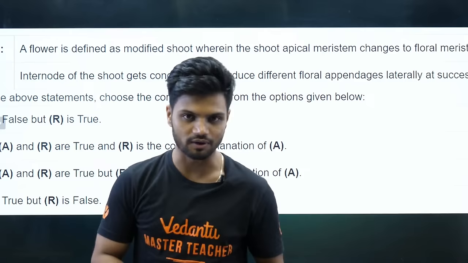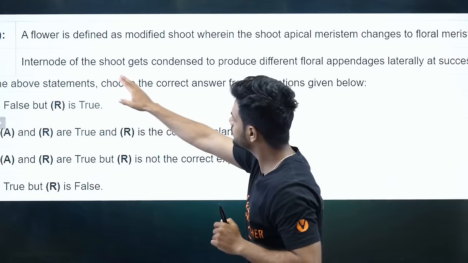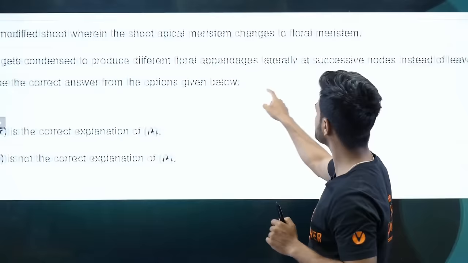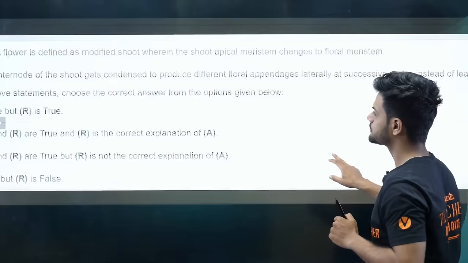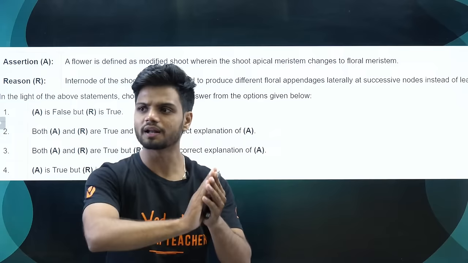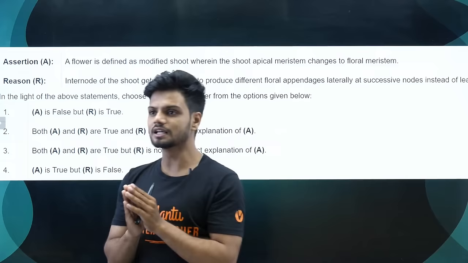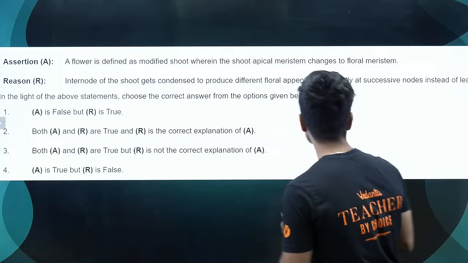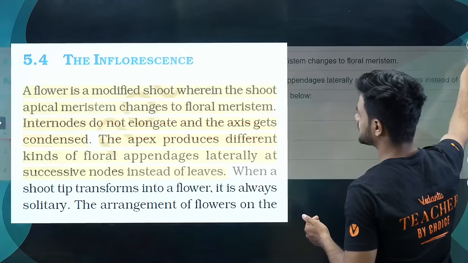True. What is your reason? Internode of shoot gets condensed to produce different floral appendages lateral to the successive node instead of leaves. Now, tell me in the chat, is this particular line of your NCERT from your flower or from your inflorescence? Both the statements are correct and it is a correct explanation of A.